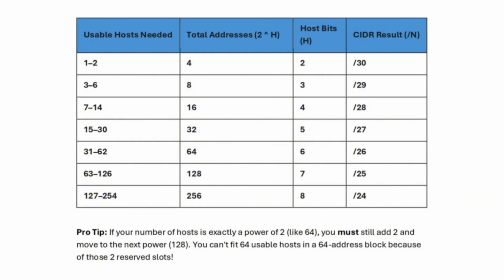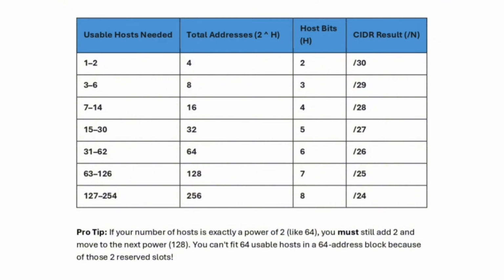So we know that 2 power 8 equals 256. So we take that power 8 and subtract it from 32, 32 minus 8, which gives slash 24. So we got the CIDR result as 24, and so on.